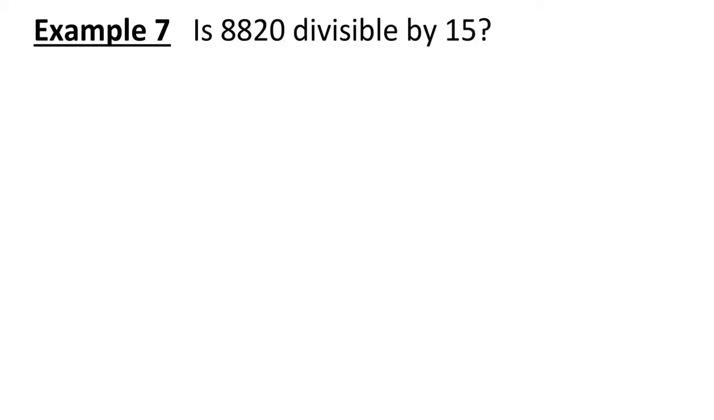Example 7, is 8,820 divisible by 15? So for it to be divisible by 15, 15 is 3 multiplied by 5. So 8,820 would need to be divisible by 3 and also divisible by 5. So the number ends in a 0. So that means it is divisible by 5.